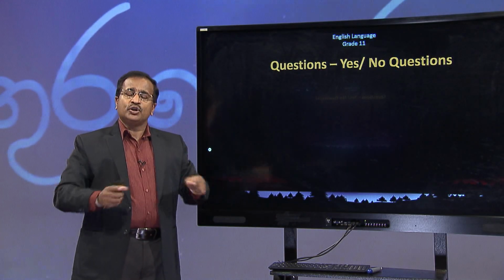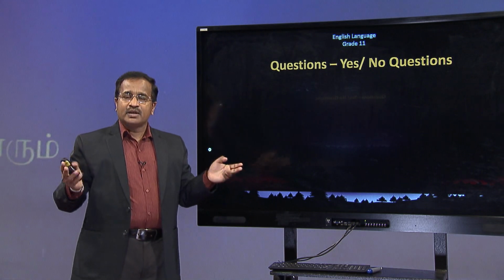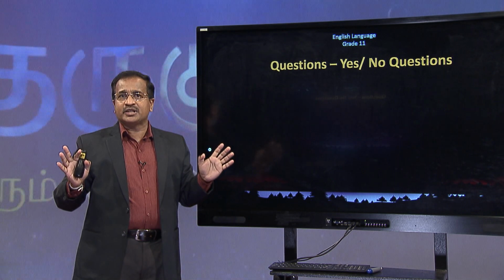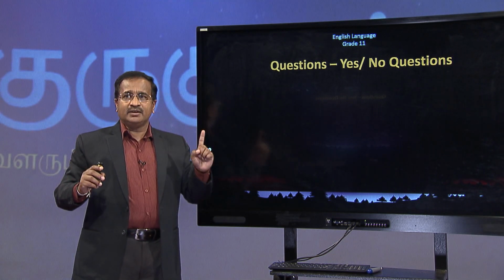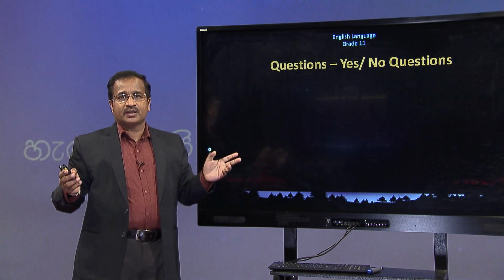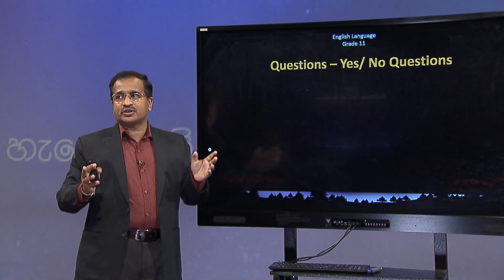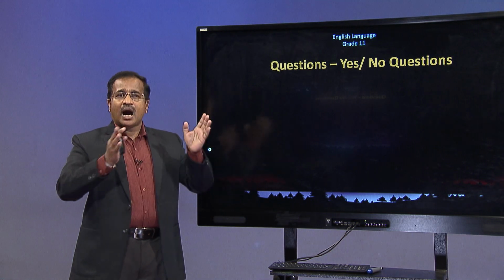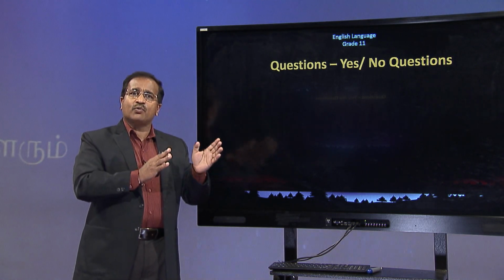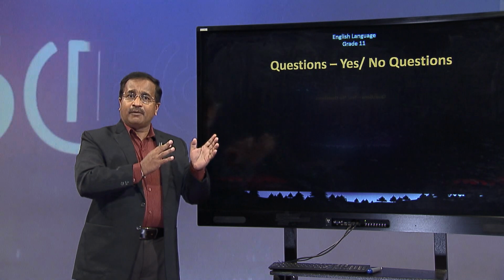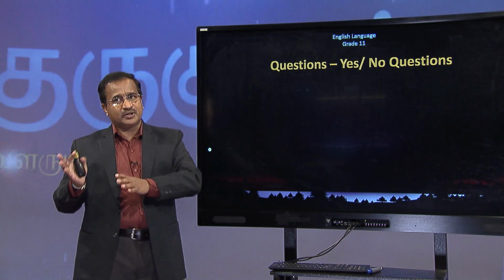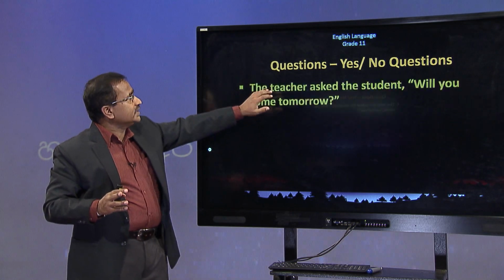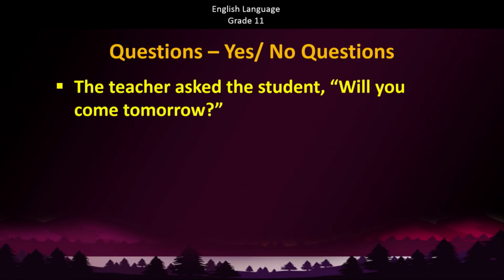Then we have two kinds of questions. We are going to convert two kinds of questions into reported speech. Number one, yes no questions, and we call them binary choice questions also. Now, after that we are going to discuss how we can convert WH questions into indirect speech also. Here we are going to discuss how you can convert yes no questions into indirect speech.